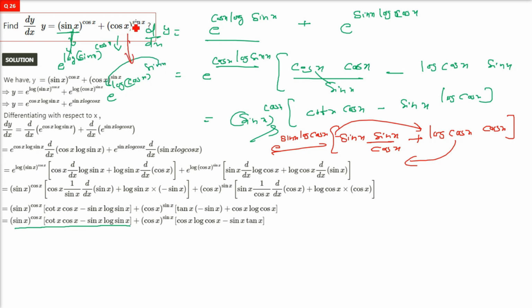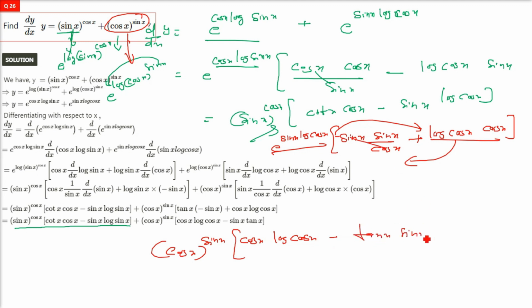So where has this e to the power sin x log cos x come from? It has come from cos x to the power sin x. So cos x to the power sin x, this cos x log cos x I am writing here, then minus sin by cos is tan x, so tan x, and this is sin x. So this is your second term. Just add these two terms and that will be the final answer. 1 and 2, add them.